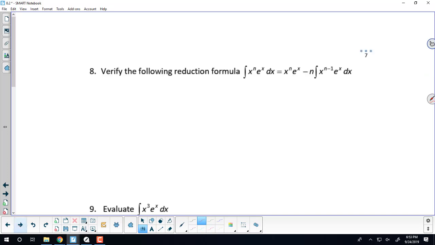Okay, so it says verify the following reduction formula. I'll just remind you, there's no need to know this.